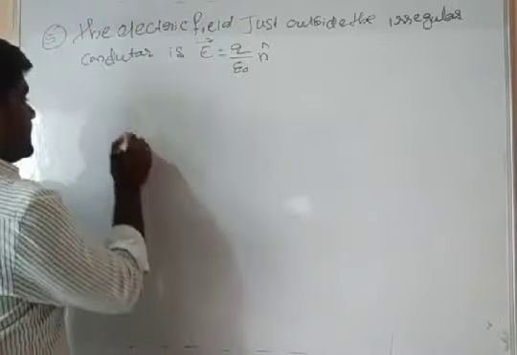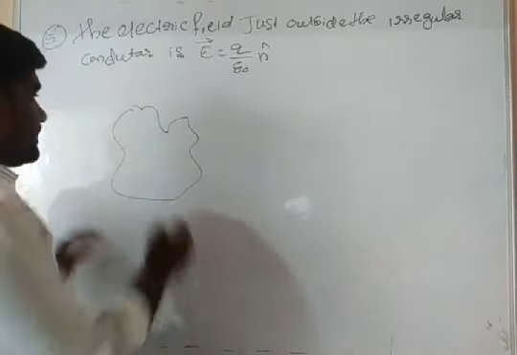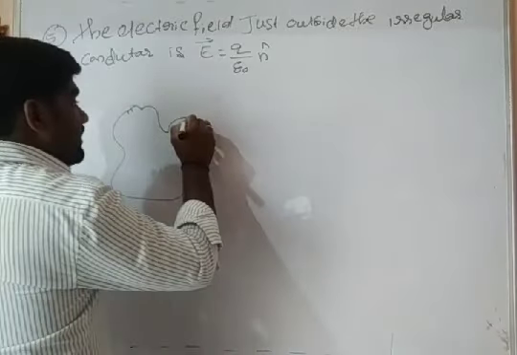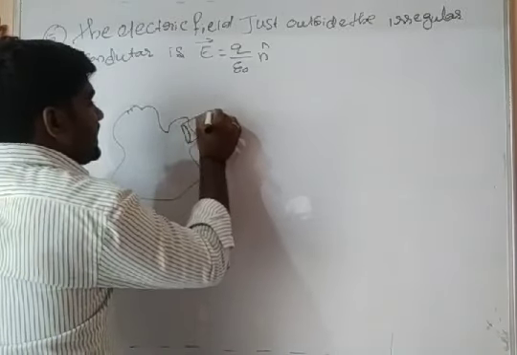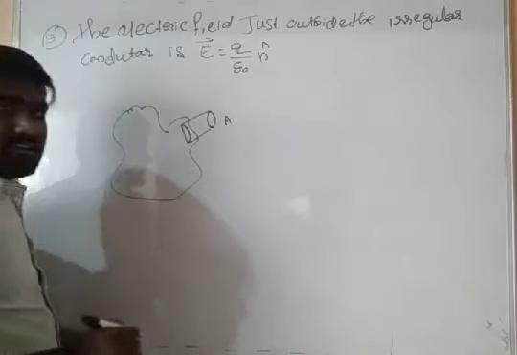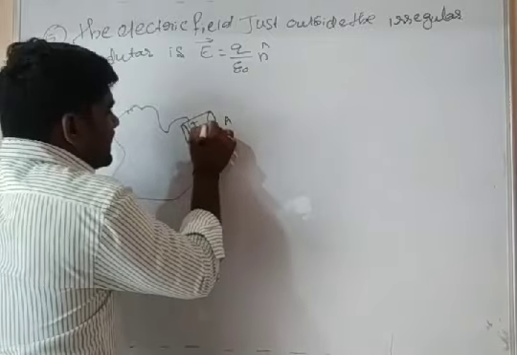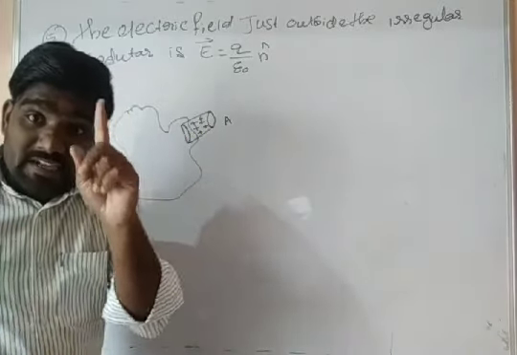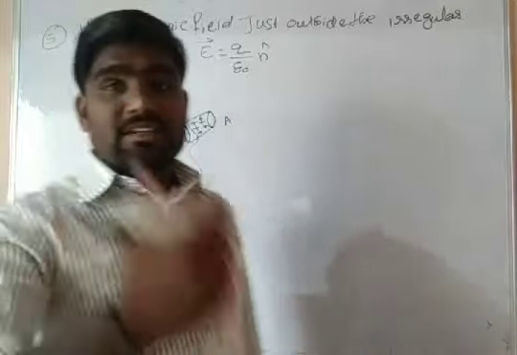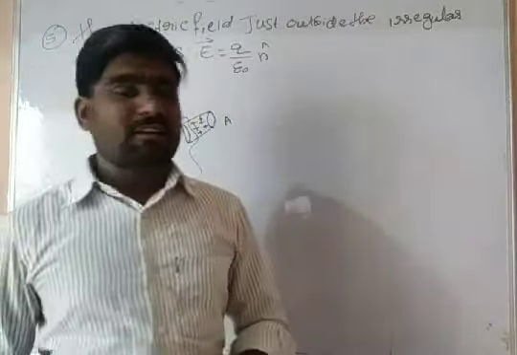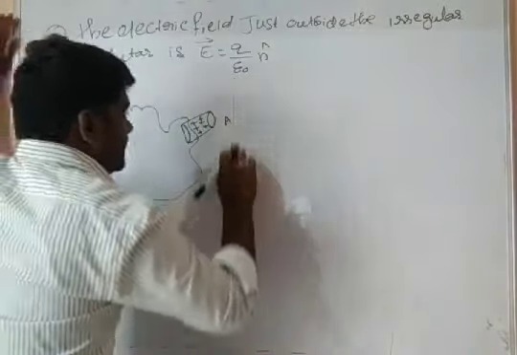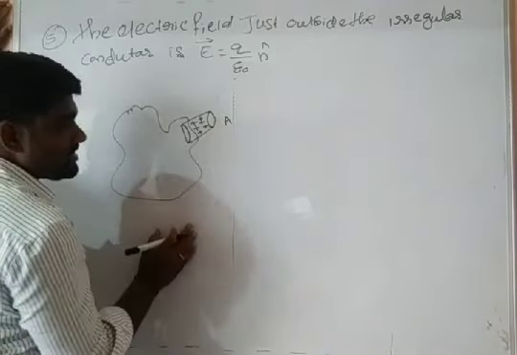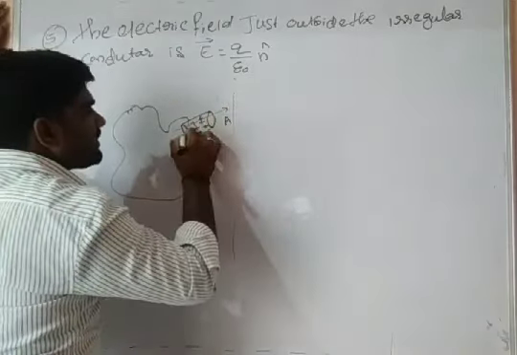What does irregular conductor mean? See here, I am taking an irregular conductor, and just outside it I want to calculate the field. Here is a conductor of area A. Just outside of this conductor there will be positive charges, so there will be a surface charge density. As we derived in the applications of Gauss law, the same derivation we are doing here. Here I am considering a cylinder, there will be positive charges, area A. So the electric field lines will be along this direction.